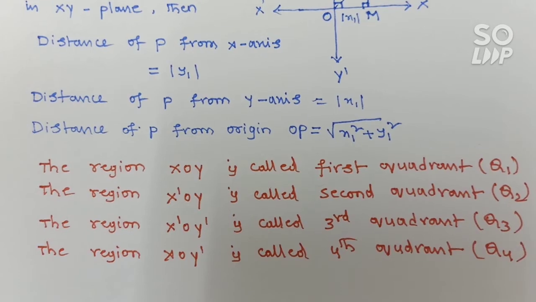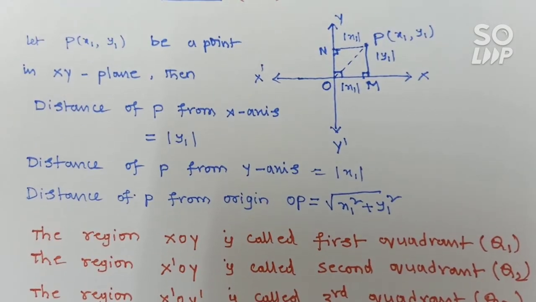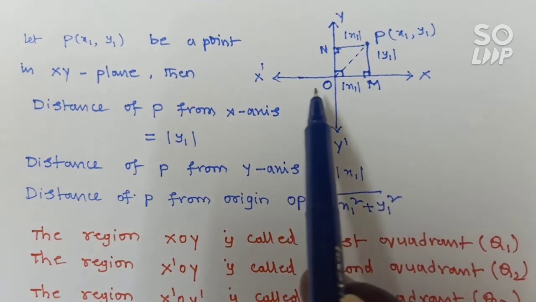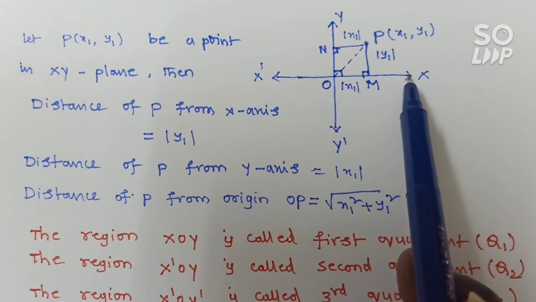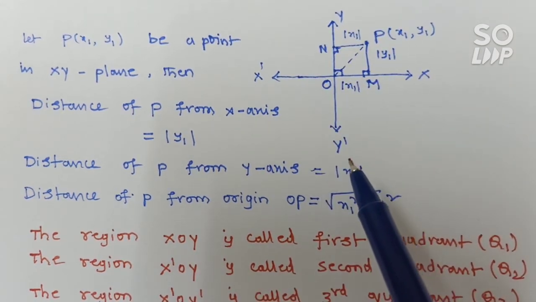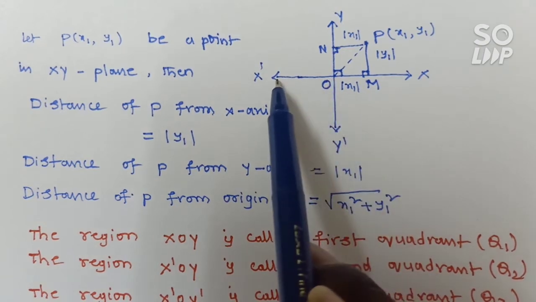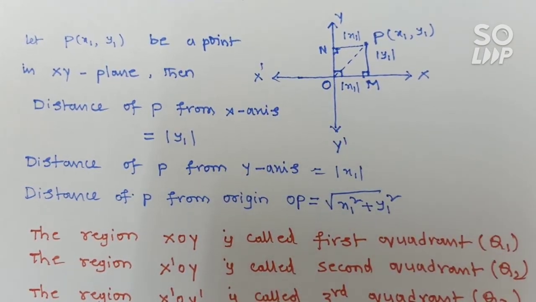Now here you see the coordinate system. What I said in this coordinate system: OX represents the positive x-axis, OY represents the positive y-axis, OX dash is the negative x-axis, OY dash is the negative y-axis.